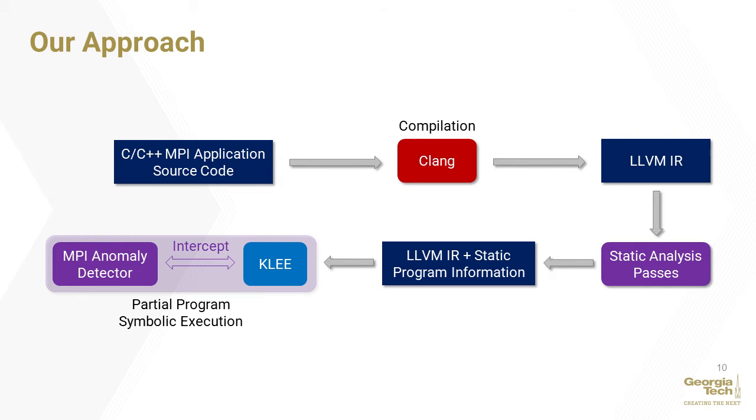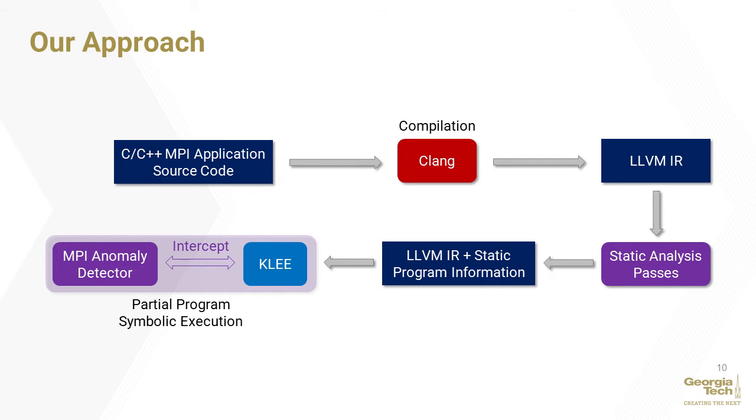Here we show an overall architecture of our approach. The MPI application written in C and C++ is first compiled into LLVM-IR, on which we perform several static analysis passes to extract some static program information to be used by our MPI anomaly detector. We modify KLEE to support partial program symbolic execution and use it to execute the compiled IR. The MPI anomaly detector, as a plugin to KLEE, intercepts MPI API calls and memory operations to maintain MPI-related states and perform anomaly detection.